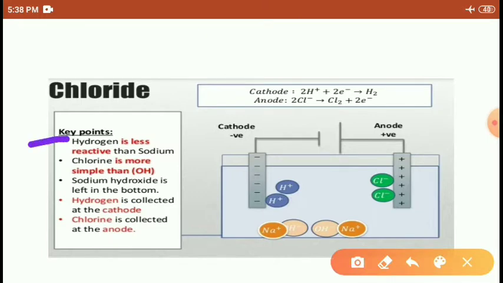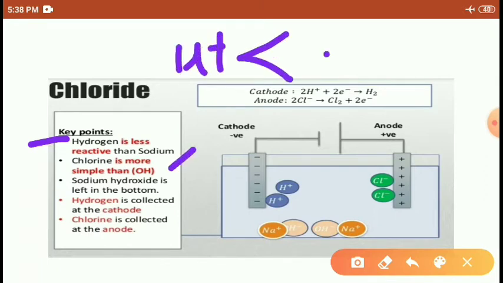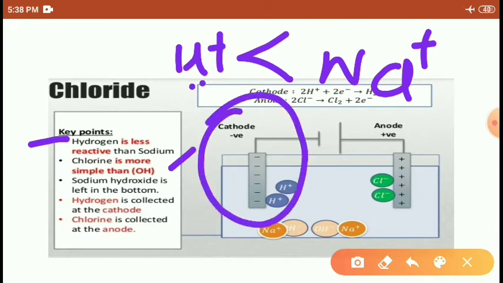Hydrogen is less reactive than sodium, right? So the hydrogen ion is less reactive than the sodium ion. So less reactive species are attracted to the cathode. Understood, students? So sodium remains in the solution here, students.